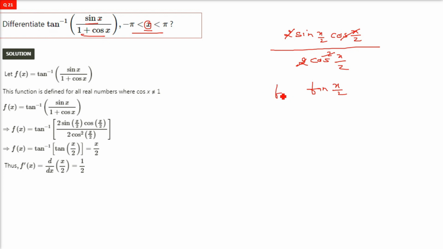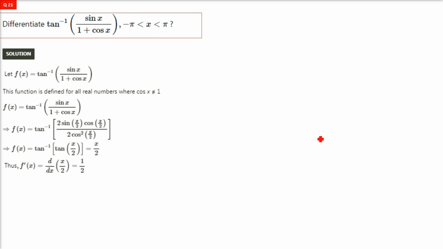Now this is tan inverse of tan x by 2. So this tan and tan inverse get cancelled. You have no substitution done. So y is basically x by 2. So you have to differentiate. You have to do dy by dx, which is equal to half. Differentiation of x is 1 only. So dy by dx is half here. This is your final solution.